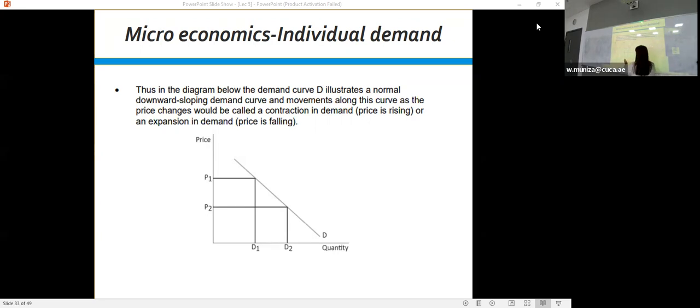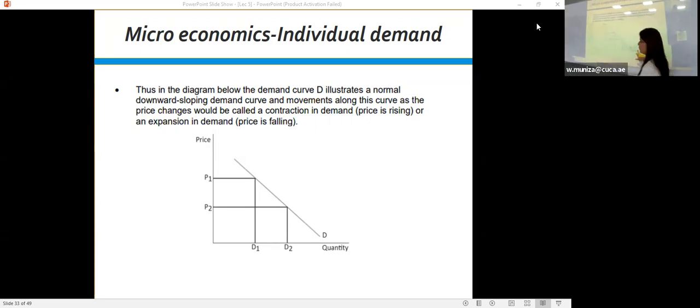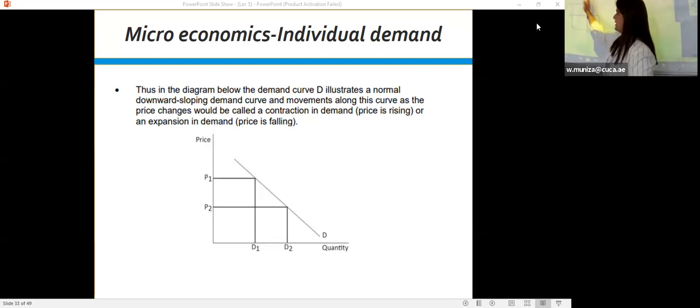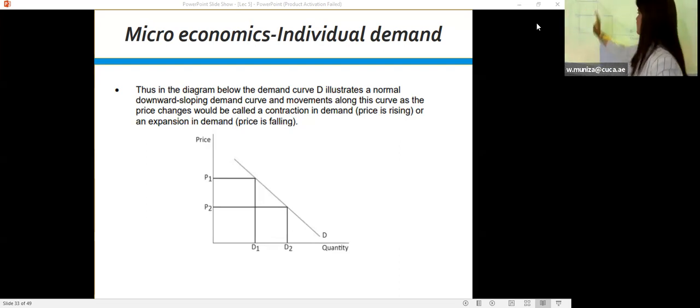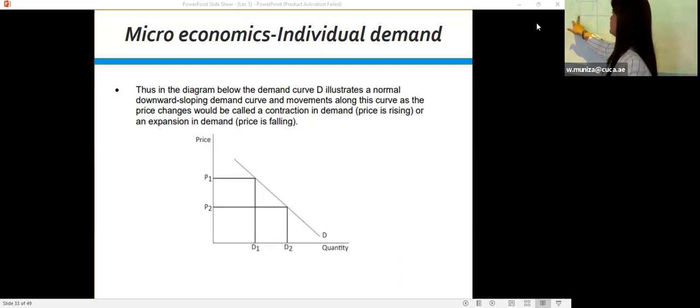Because you can see that here on the x-axis, we do have the quantity. When the demand is going like this, it is known as contraction. When the demand is expanding, this is known as an expansion. So when the price is P2, our demand is D2. But when the price is increasing and becoming P1, our demand has contracted. It has now shifted to D1. So this is known as expansion and contraction.